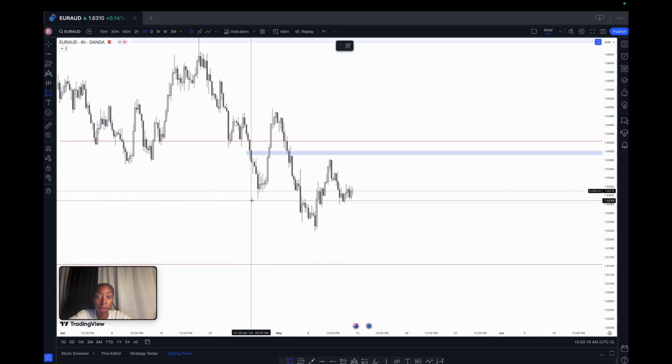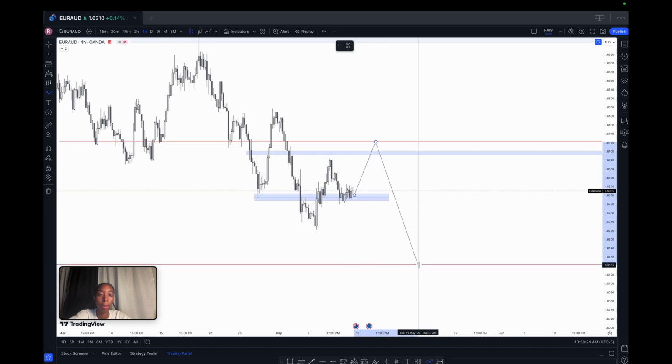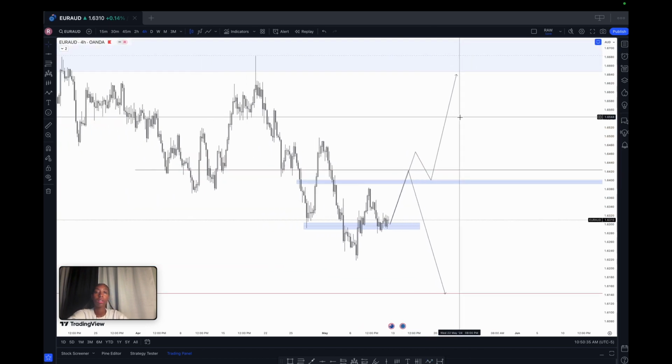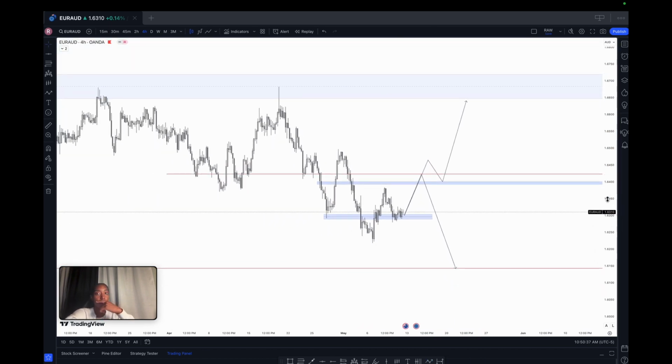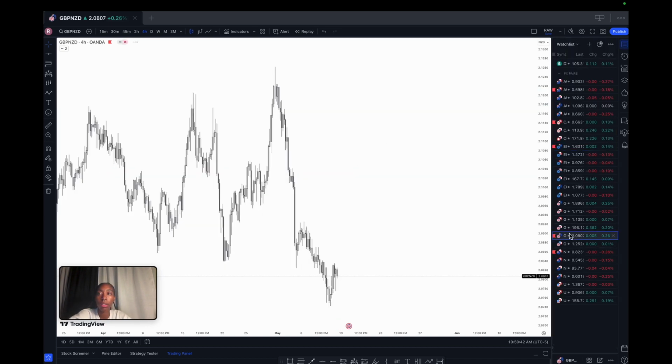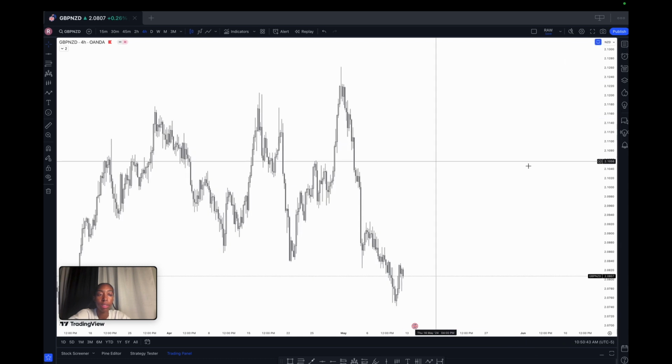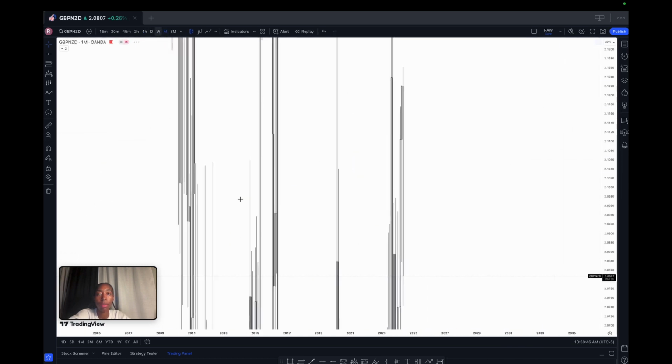What I also will want to be cautious of is the pump up, right? So what we could have is a pump to the upside and then a drop. Or we could have, you know, the pump to the upside, bullish momentum is strong, retest up to the next point of interest. So that is what we could have for EA. And then for GBPNZD, weekly time frame once again.